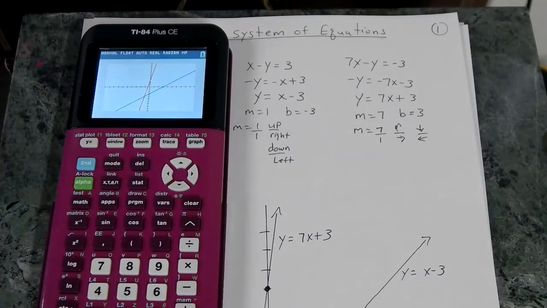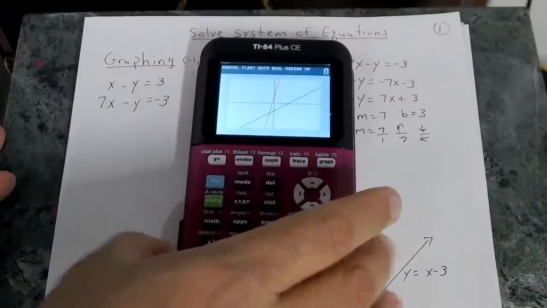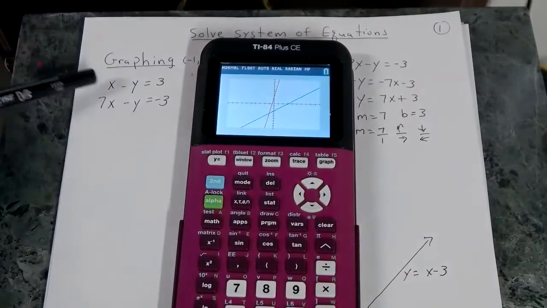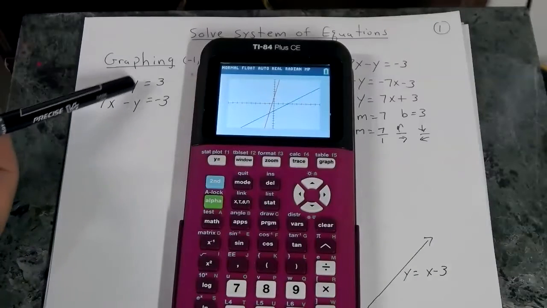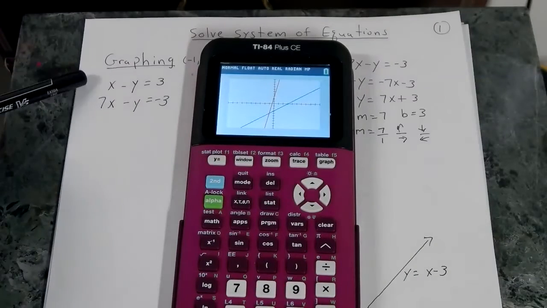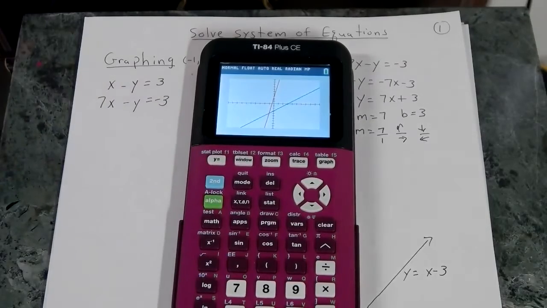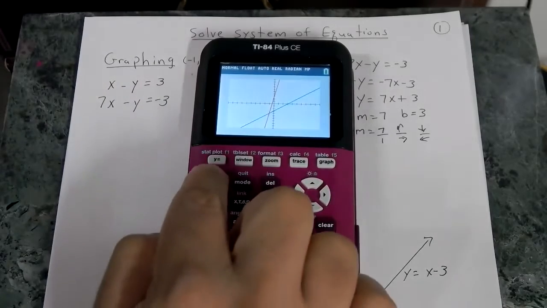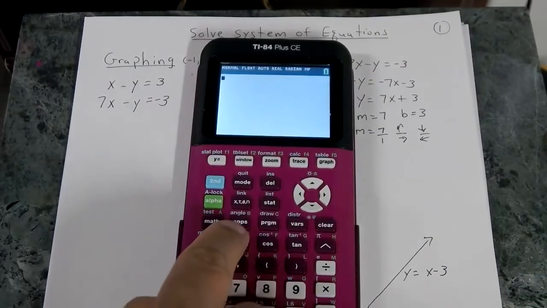Now, there is another way of doing this without solving for y equals, and that actually goes back to the standard form right here. But it has to be in this format, ax plus by equals c, where the variables are x, y, and then c. So let me show you this. Let me quit this right here, second quit. In your calculator, there is an apps button.